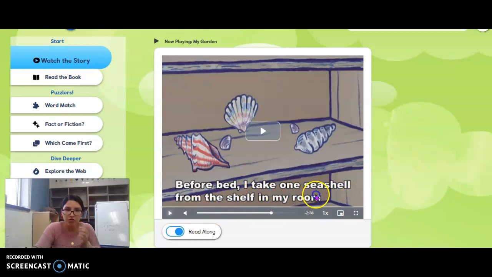Right there. There's two words that are good clues that this story is what? First person point of view, right? So who is telling this story? Is it a character in the story? Yes, it's the little girl.